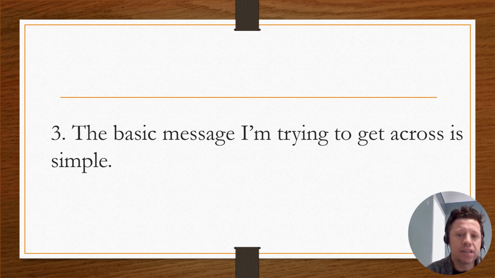Get across is simple. So again, repeat that after me, echo it, shadow it, and see if it sounds similar to mine. And if it does, I can assure you it sounds more fluent and less robotic.